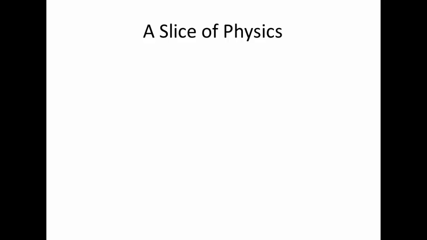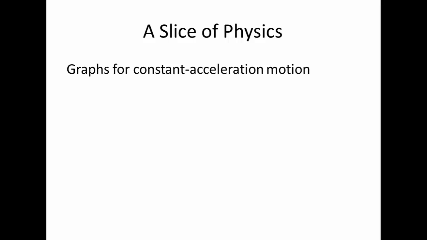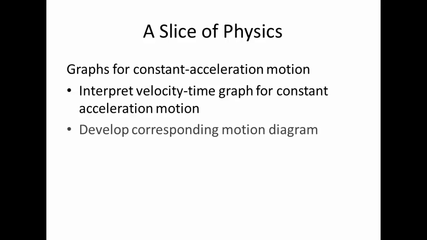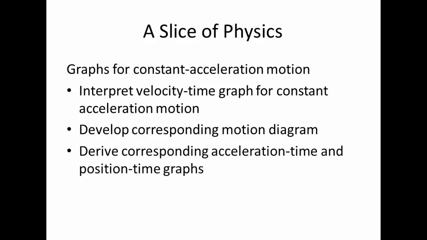Hey, welcome back. In this slice of physics, we're going to be working with graphs for a constant acceleration motion. We will be presented with a velocity time graph of such a motion, and we learn how to interpret details of the motion from this graph. Based on our interpretation, we will develop a motion diagram for this object. And finally, we will look at the corresponding acceleration time graph and position time graph for this motion.